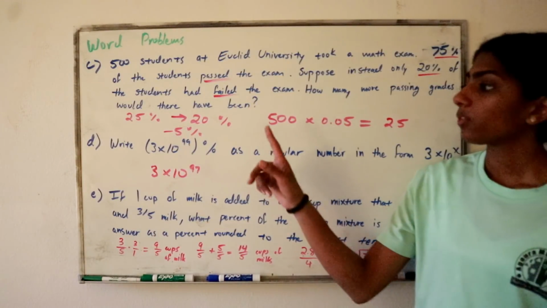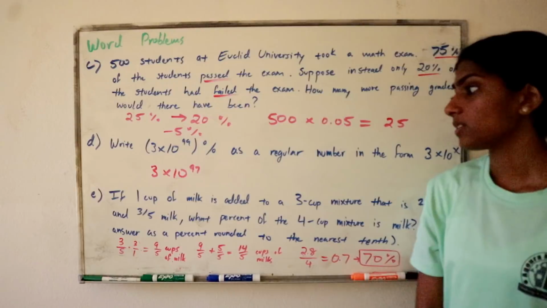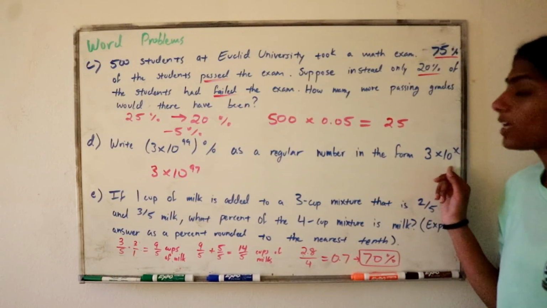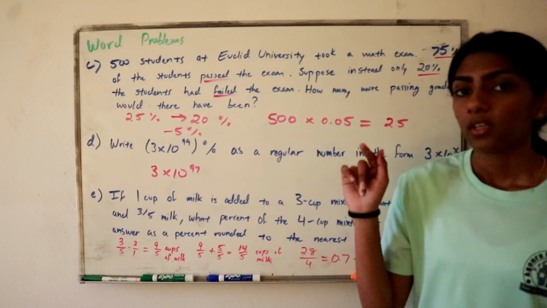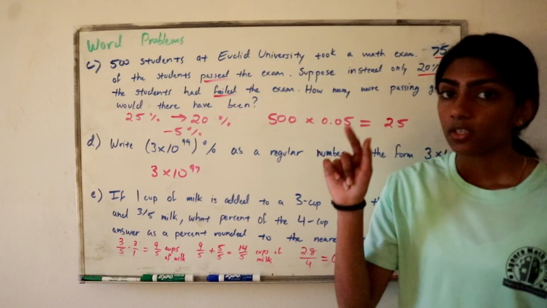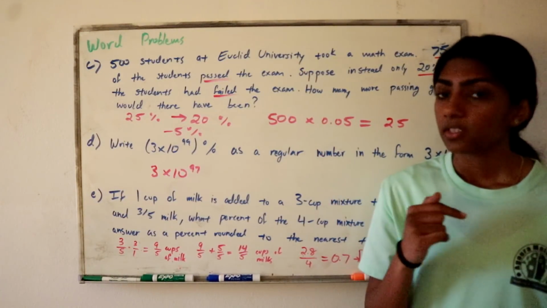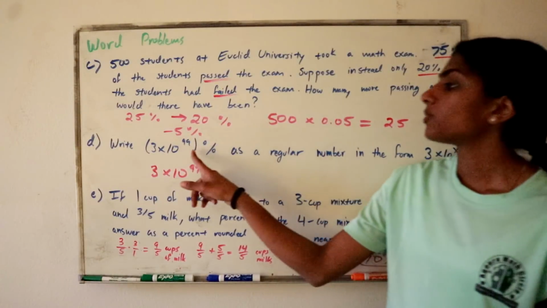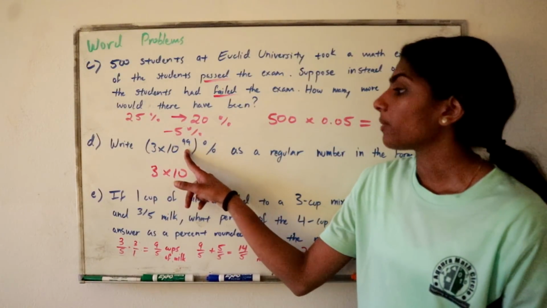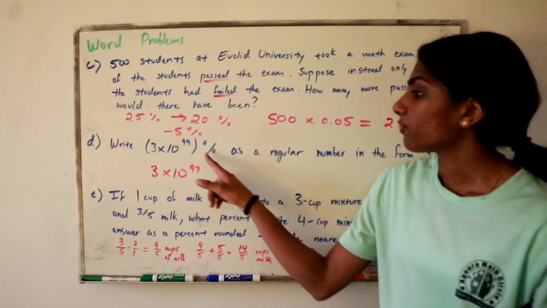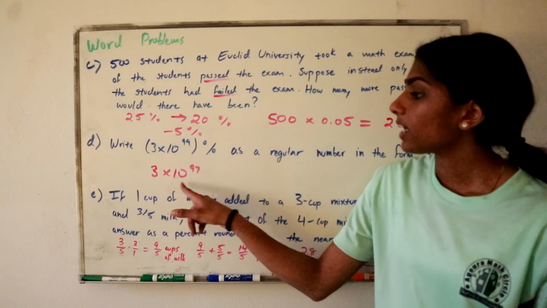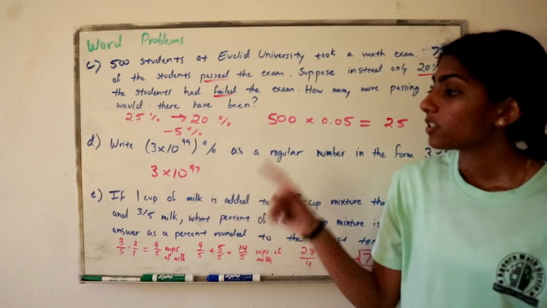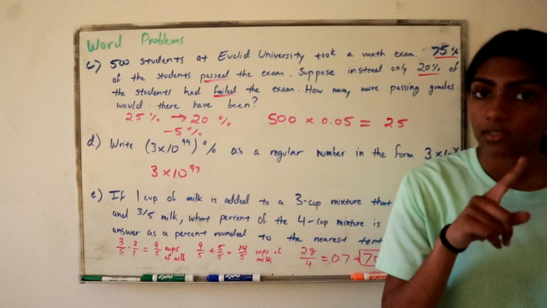Next, let's write 3 times 10 to the 99th percent as a regular number in the form 3 times 10 to the x. So since we know that for percents, all we're doing is moving the decimal point 2 places to the left, then all we're going to do is subtract 2 from the exponent. So we go from 3 times 10 to the 99th power to 3 times 10 to the 97th power, since we're decreasing by 2 decimal places.